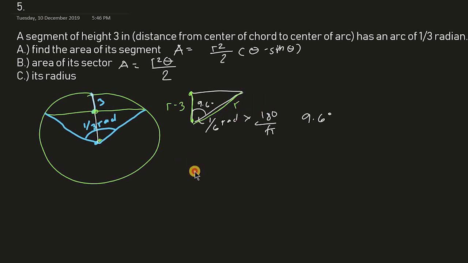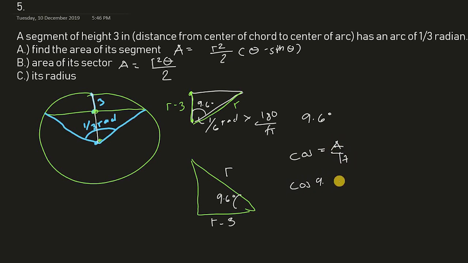Alright? So I'll redraw that so you can better visualize it. Here, 9.6 degrees. My hypotenuse is r, and the other side is r minus 3. Alright. So from this setup, can I solve for r using SOHCAHTOA? Since what I have is the adjacent side and the hypotenuse, I will use cosine, because cosine theta is adjacent over hypotenuse.